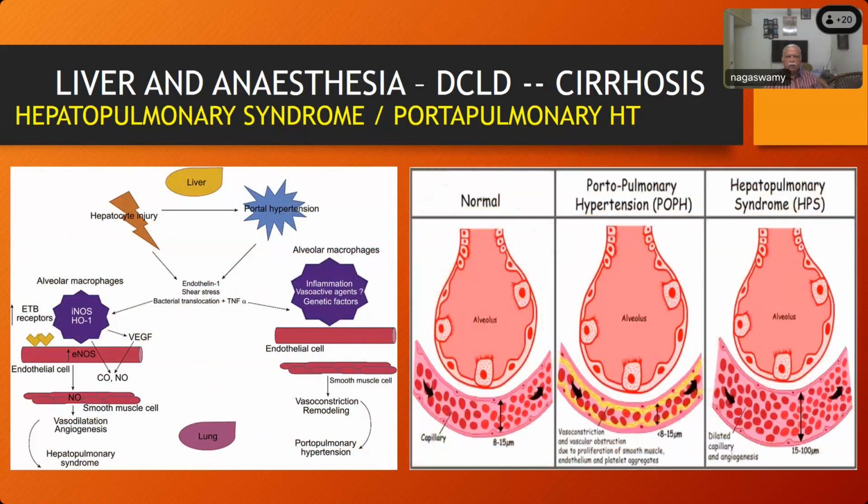And, in the lung, there are two things which may be asked. One is hepatopulmonary syndrome, another is the portopulmonary hypertension.